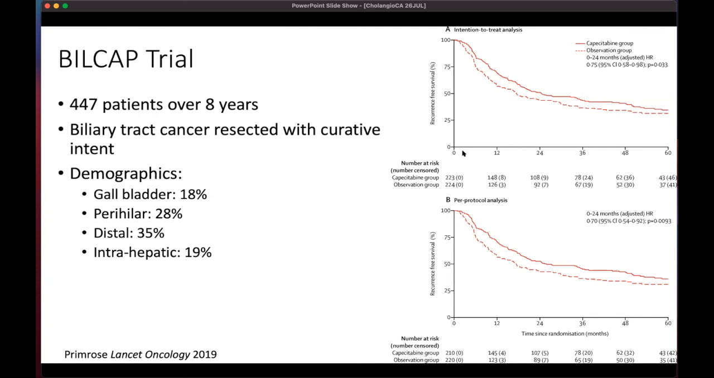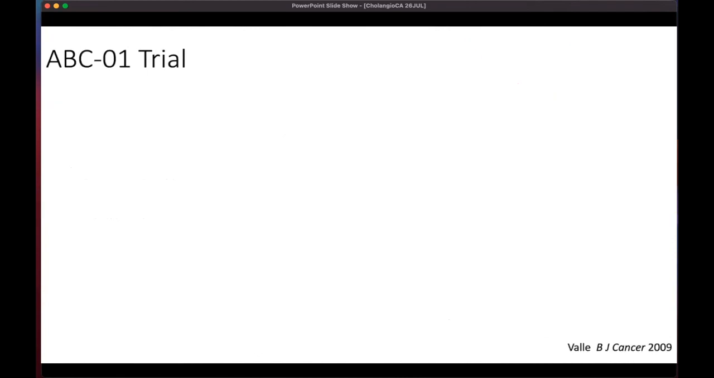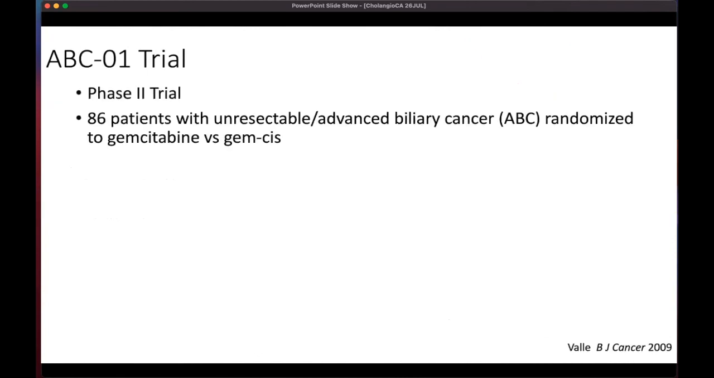So again, the primary outcome of this trial was overall survival and intention to treat, and it was a negative trial for that. So the p-value was over 0.05. So it was a negative trial for overall survival, but the intention to treat recurrence-free survival was better with capecitabine. So this is the data that kind of points to giving chemo post-op for these patients, and it's not very strong.